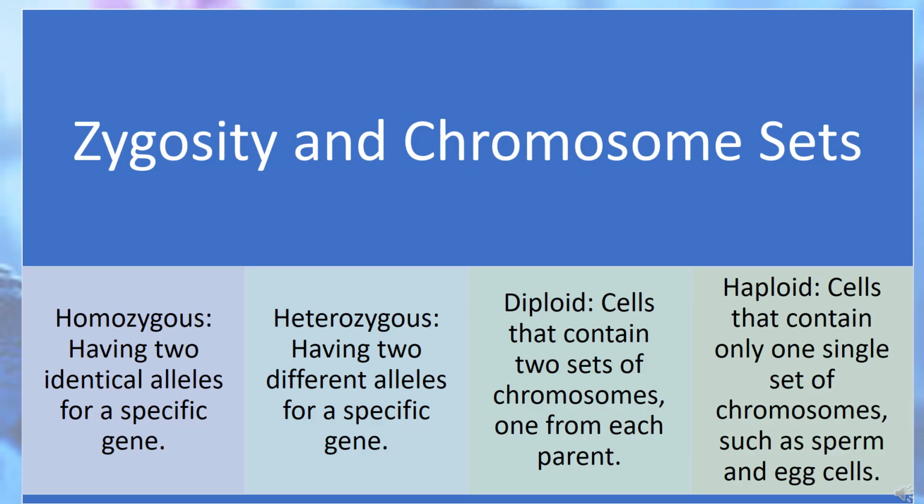Zygosity and chromosome sets. Homozygous, having 2 identical alleles for a specific gene. Heterozygous, having 2 different alleles for a specific gene. Diploid, cells that contain 2 sets of chromosomes, one from each parent. Haploid, cells that contain only one single set of chromosomes, such as sperm and egg cells.